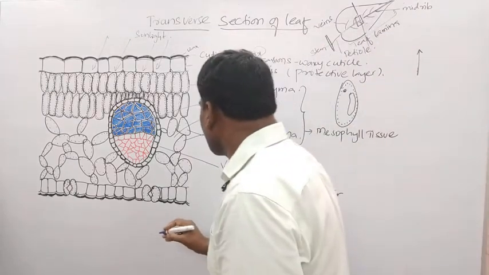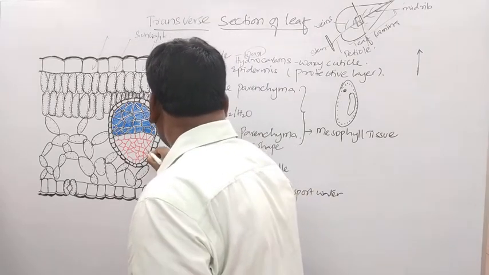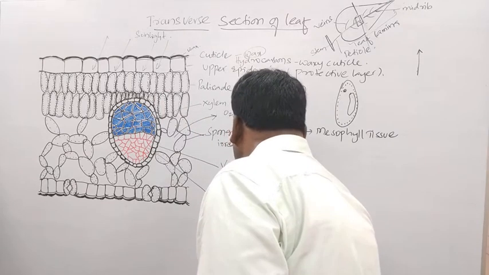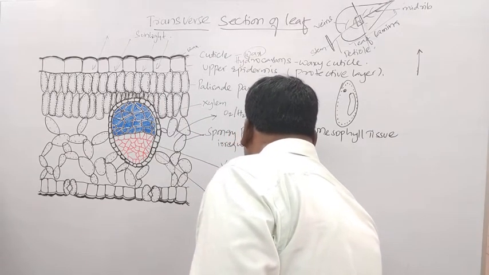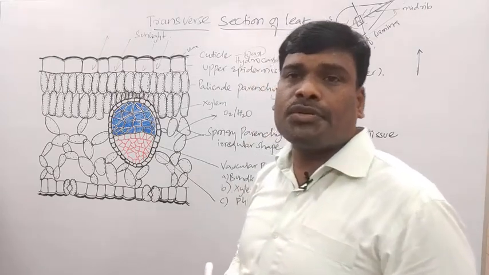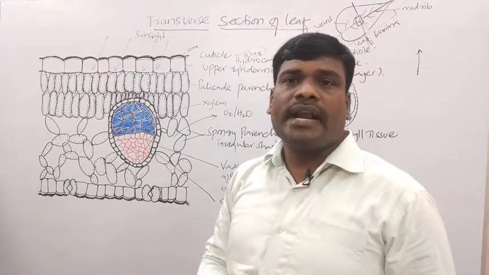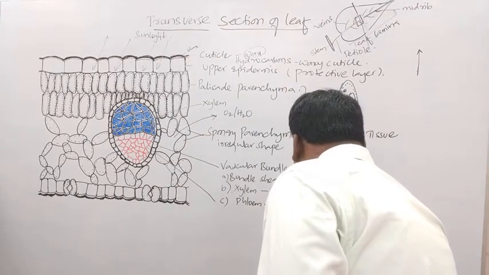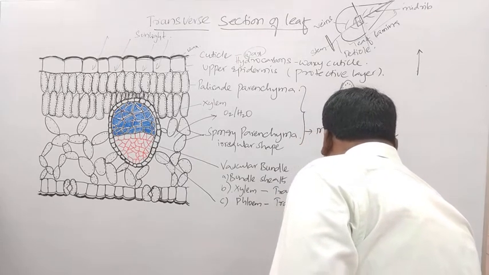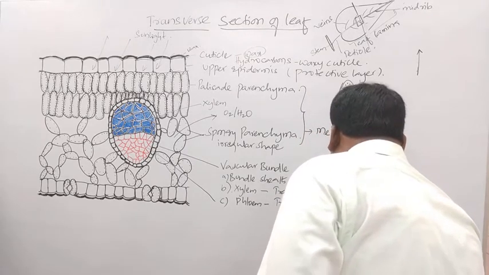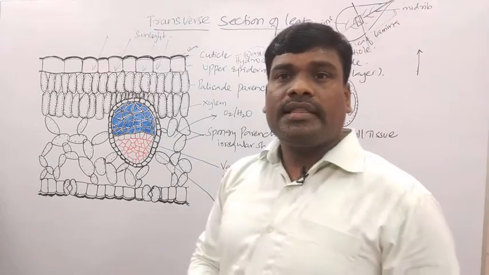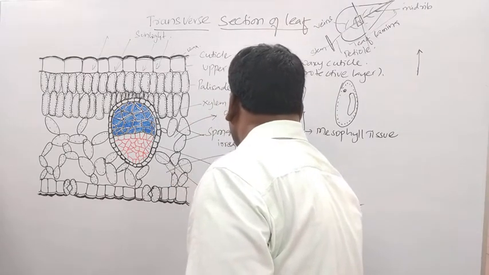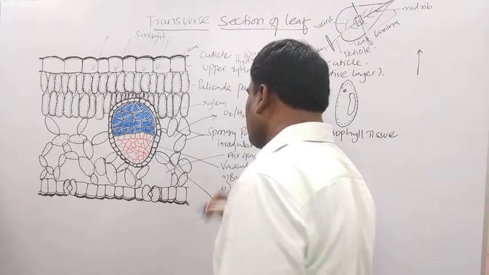The next type of cells we call phloem tissue. This is called phloem tissue. It is used for transport of nutrients, especially the sugars. There is another part we call the air space, which is filled with air.